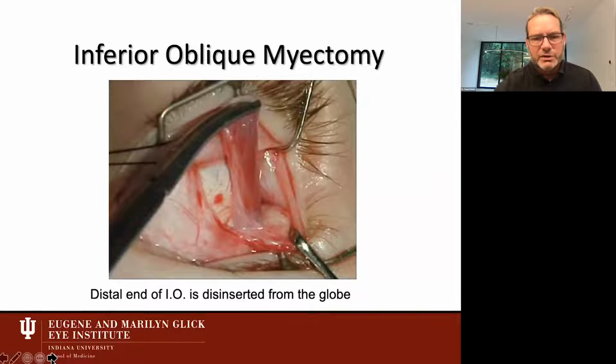But here in this still photograph, this hemostat was placed across the insertion of the inferior oblique right at the lateral rectus. All right, so it's been disinserted from the globe.